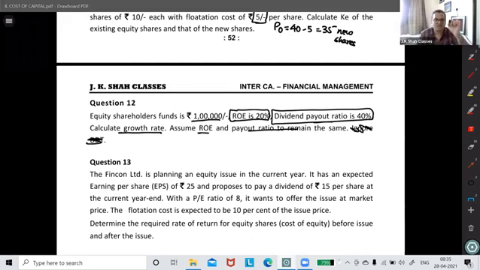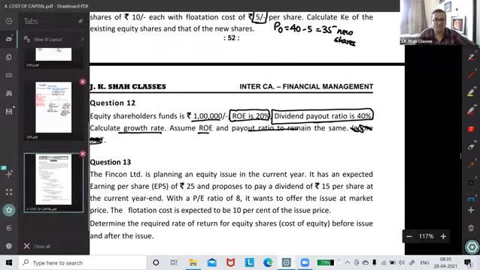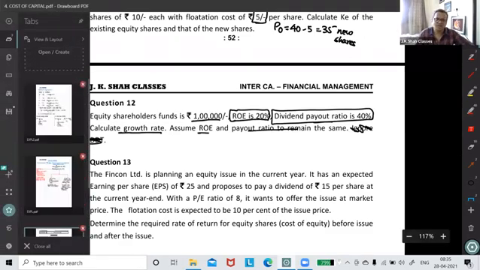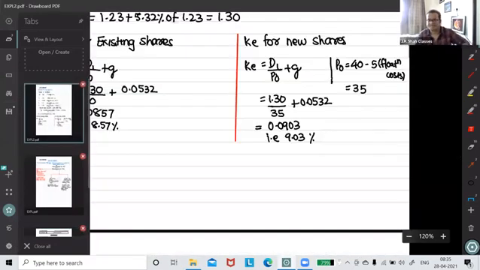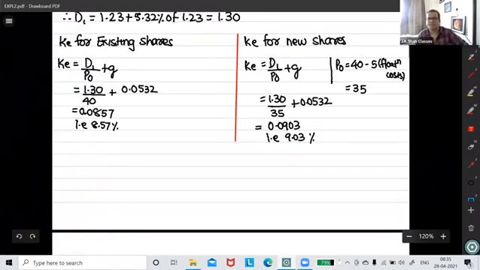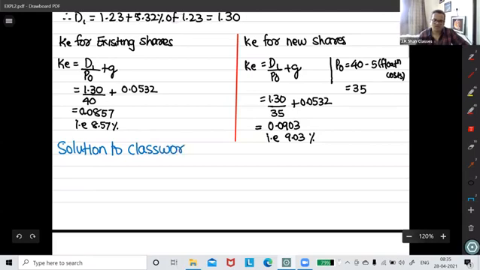So guys, you understand the theory part I've told you, no. I've told you how this way also you can calculate G. So I'm showing you all possible variations. Before you get into big questions, showing you all possible small variations. So let's go to the solution to classwork question 12.